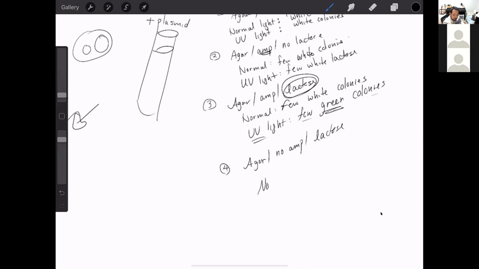In this case, under normal light, you're going to get lots of white colonies. Under UV, you're going to see mostly white colonies, and then you're going to see few green, right? Because here we're not using amp. So it means that there are going to be both transformed and untransformed bacteria on this plate. But there is lactose. That means the transformed ones are in fact going to glow green under UV. But most of them are not transformed. So we have mostly white and few green. Does that make sense to you guys?